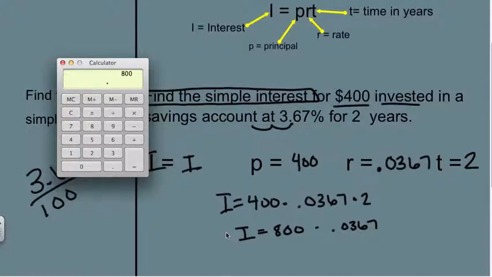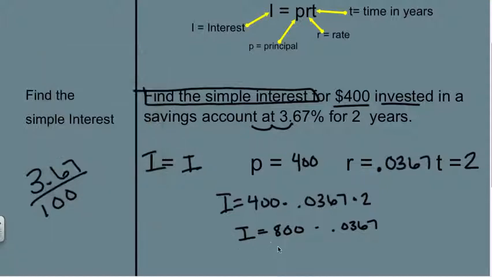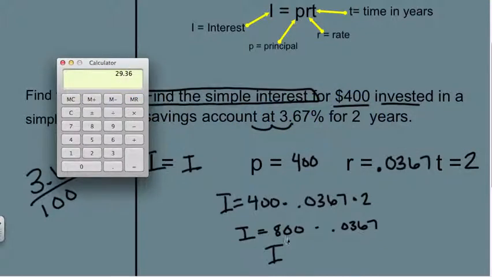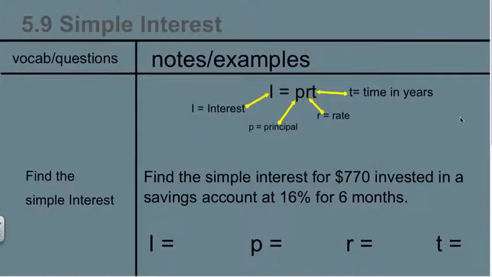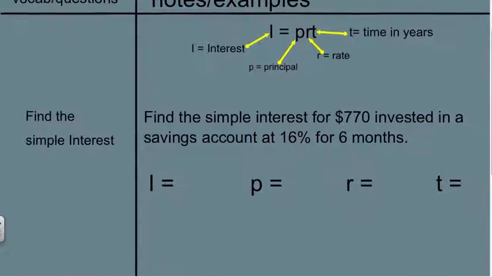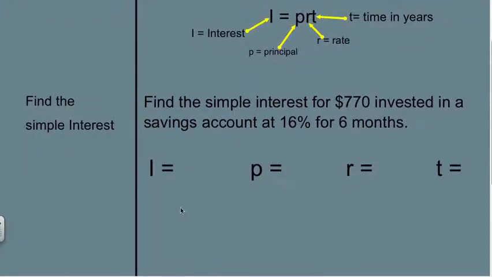800 times 0.0367 is 29. I did it again. Sorry. 29.36. Interest equals $29.36. In this case, that's all I'm asked to find. Find the simple interest. Here it is, $29.36. Again, pause at any time if there's anything that's moving too fast. Go back and review.